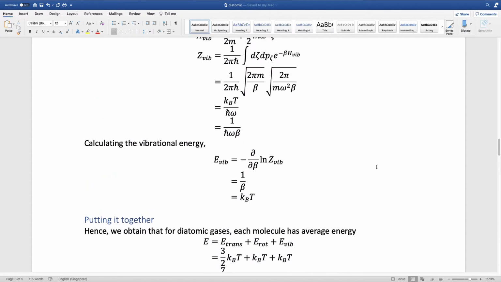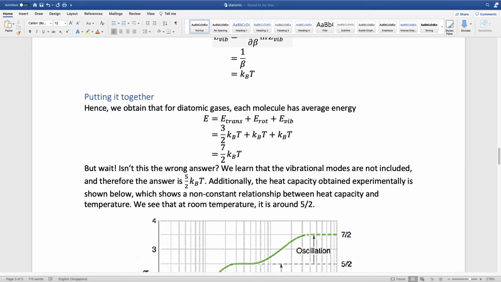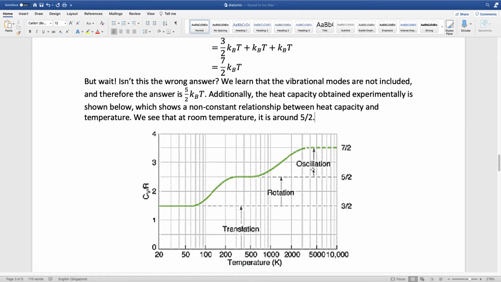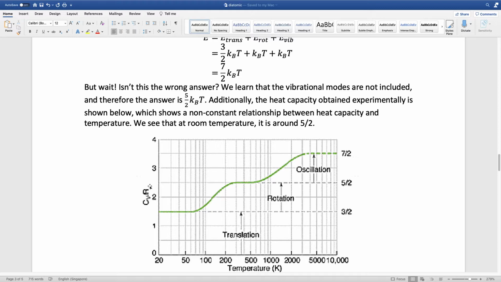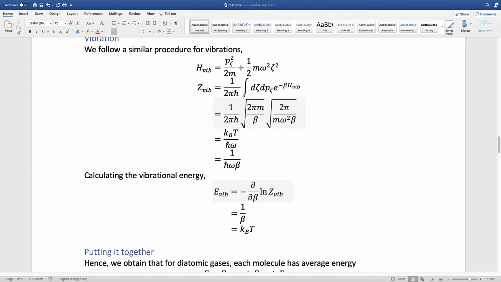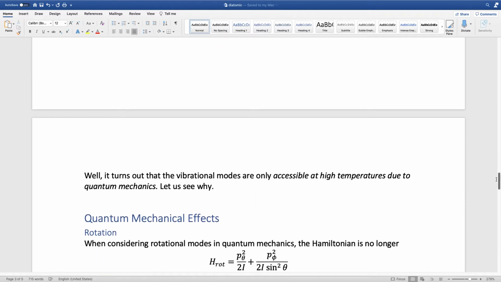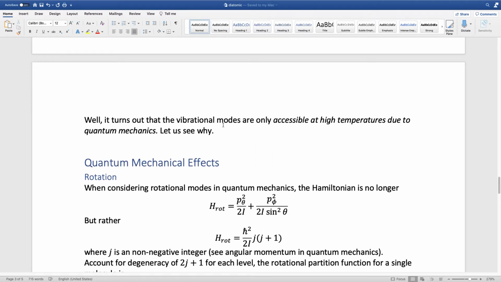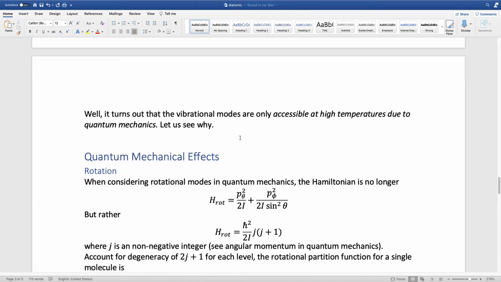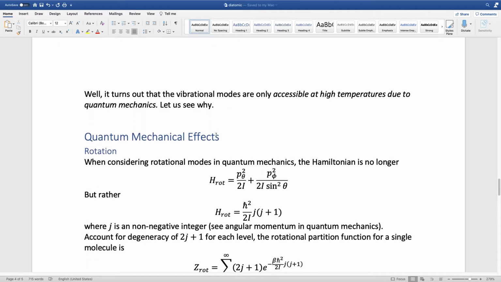In our calculation, we didn't see that there's a dependence of heat capacity on temperature, did we? I mean, in our calculation, there wasn't any transition temperature of sorts. Well, that's because, surprise, it turns out that this phenomenon is due to quantum mechanics. And so let us see why.